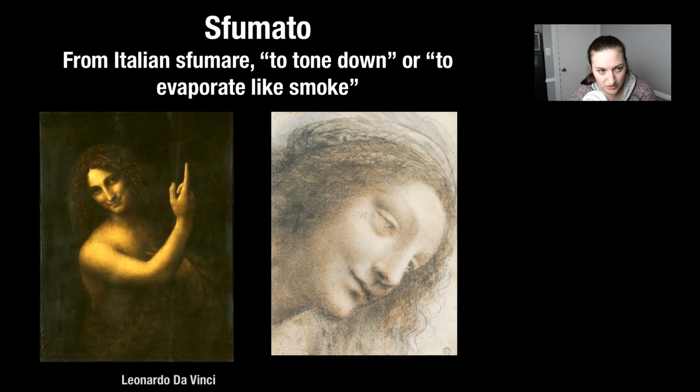And then there is sfumato. Sfumato from Italian, meaning sfumare, or to tone down or to evaporate like smoke. And this is really soft edges, right? And we're going to talk about soft edge later in the lecture. Da Vinci, also Rembrandt is a good example of that, some of his later work, and many other artists throughout time as well. But that's what that sfumato word means. So we have those two different terms that you'll probably hear quite a bit.